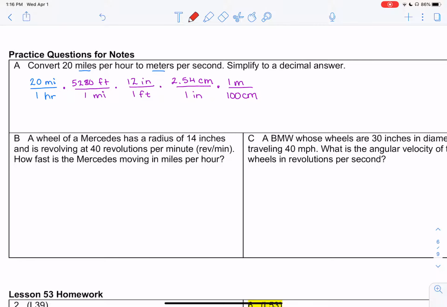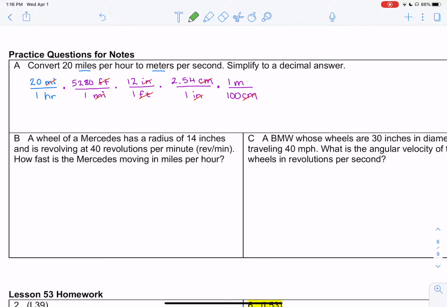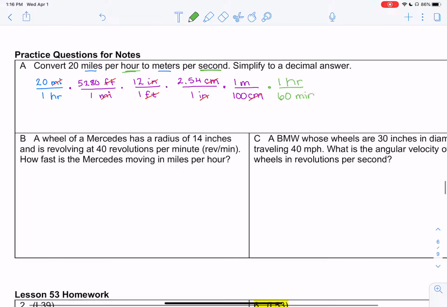Then I'm going to go back and cancel out units that I've used so far. Right now I have meters on top and I have hours in my denominator. I'm going to convert my hours over to seconds. Right now, hours is in my denominator, so I put it in the numerator, convert it over to minutes, and then from minutes, I convert over to seconds. Hours cancel, minutes cancel, and I have seconds left.